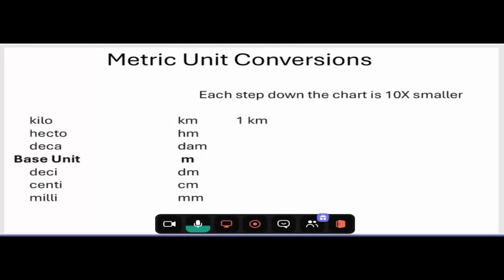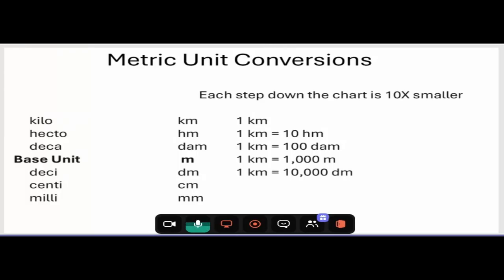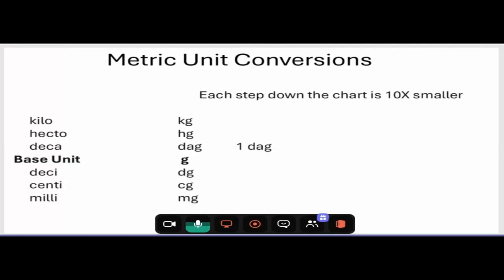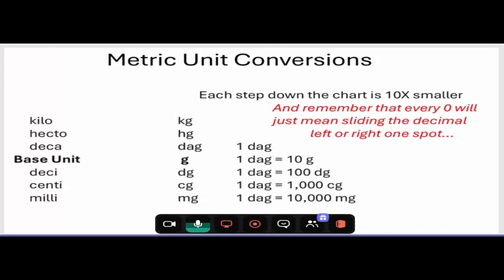Or if we do this a different way, 1 kilometer is 10 hectometers, which means it is 100 decameters, 1,000 meters. That's the one we already saw in our sample question at the start. A kilometer is 1,000 meters, 10,000 decimeters, 100,000 centimeters, and 1,000,000 millimeters. Now I started with kilometers there, but I could have started anywhere. So let's say we start with decagram, and I've switched to grams just to switch it up. 1 decagram is 10 grams, 100 decigrams, 1,000 centigrams, and 10,000 milligrams, getting bigger by 10 every time.